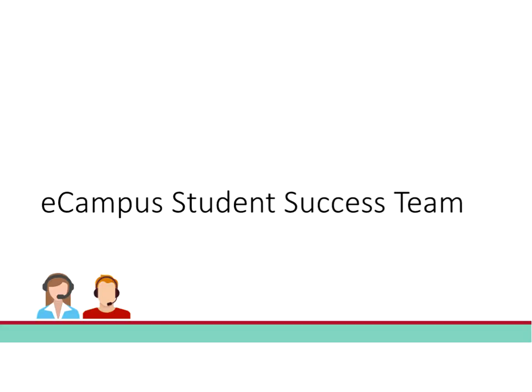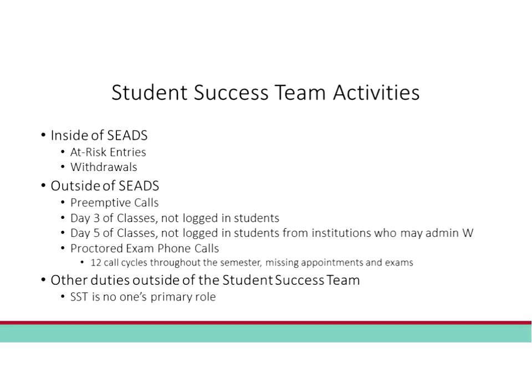And now you've heard us talk about the student success team. So I want to just go over a few things that we do as a member of the student success team. It's a secondary role for all of us on the student success team. It's no one's primary role. We have other duties outside of this. But some of the things that we do is we call the at-risk entries and the withdrawal tickets. And then outside of SEADS, we're making the preemptive phone calls.